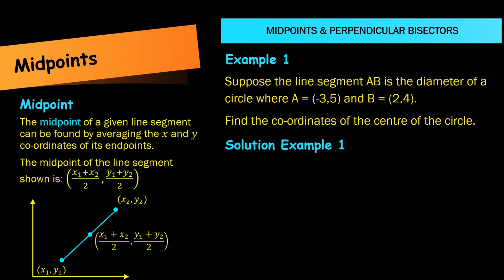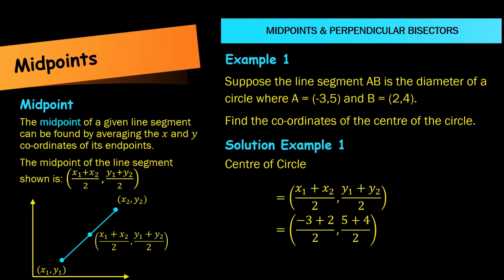So let's solve this example. The centre of the circle is given by (x1 + x2)/2, (y1 + y2)/2, where x1 is -3 and x2 is 2, and y1 is 5 and y2 is 4. So tidying up gives us that the coordinates are (-1/2, 9/2), as shown.